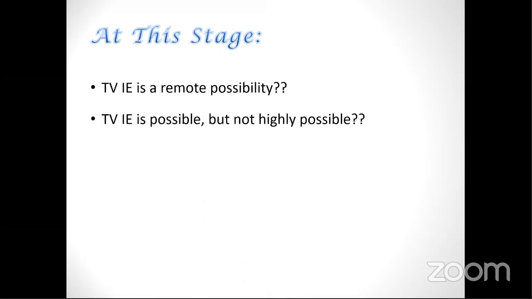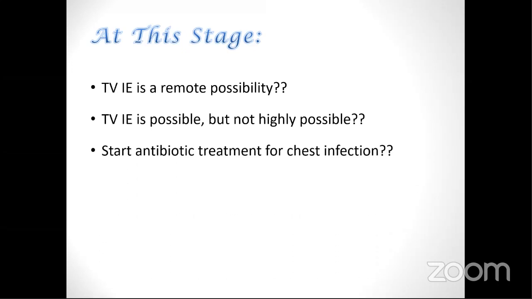Now, at this stage, which is very common in IV drug abuser patients, should we consider the diagnosis of infective endocarditis as a remote possibility? Is it just possible but not the highest possibility? Should we start antibiotic treatment for the chest infection? Notice that the patient is having productive cough, shortness of breath, and fever.